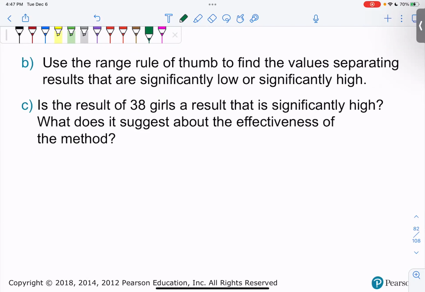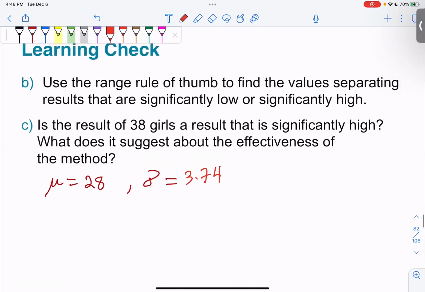Okay, so we did say mu equal to 28 and sigma equal to 3.74. Yes, 3 point 74, because it's square root of 14. Great. And then they said use the range rule of thumb to find the values separating significant values.